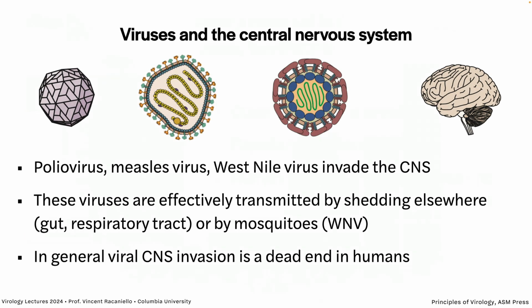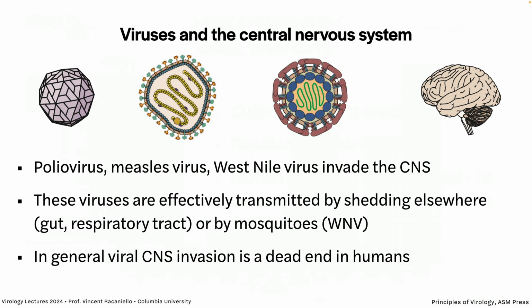And one last word about viruses in the central nervous system. I've talked today about a couple of viruses that can get into the CNS: poliovirus, measles virus, West Nile virus. They can all get in the CNS. But getting in the CNS is a dead end. Once the virus gets there, it doesn't get out, so it can't spread to another human. These viruses spread by other routes: polio, fecal-oral; measles, respiratory; West Nile by mosquitoes. That's how they spread. So the invasion of the CNS is a dead end.